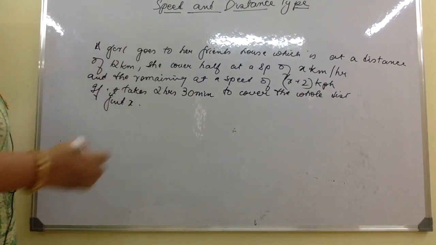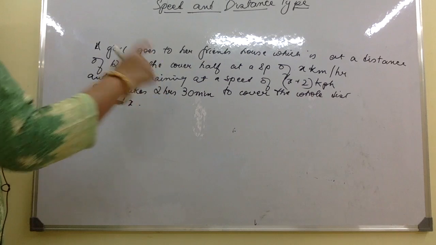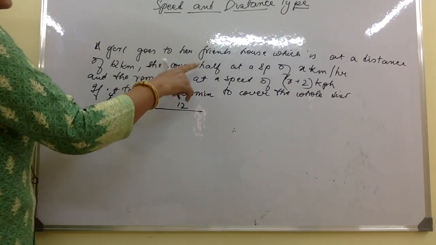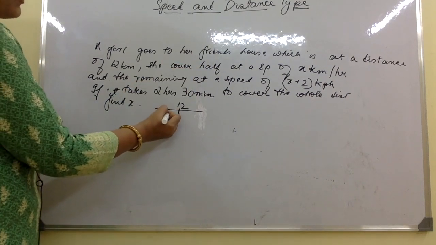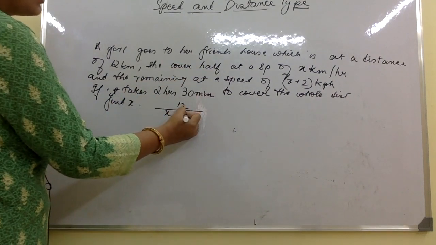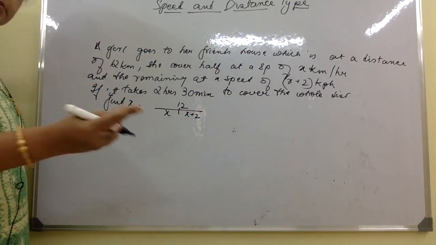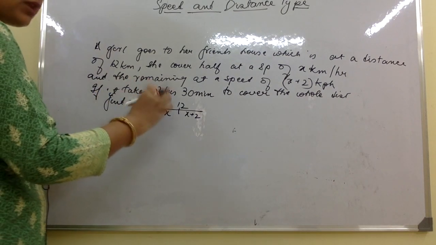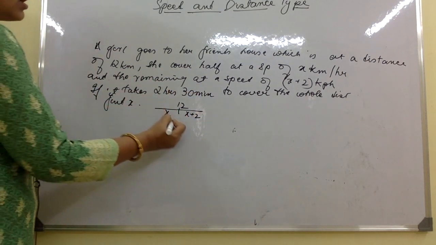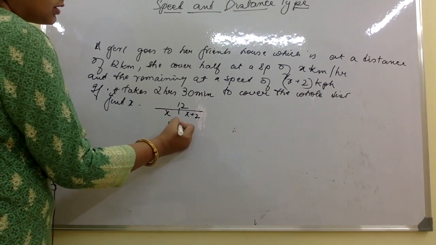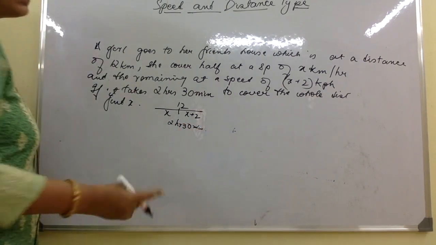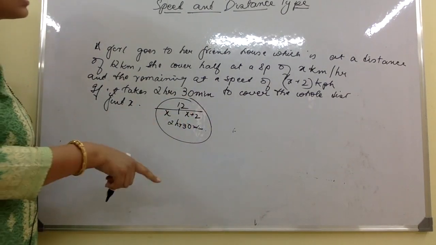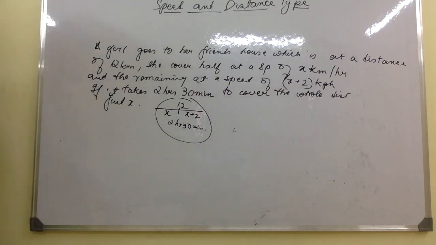A girl goes to her friend's house, which is at a distance of 12 kilometers. She covers half of it at a speed of x and the remaining at a speed of x plus 2. So draw small diagrams like this. If it takes 2 hours 30 minutes to cover the whole distance, find x. So that is the sum.